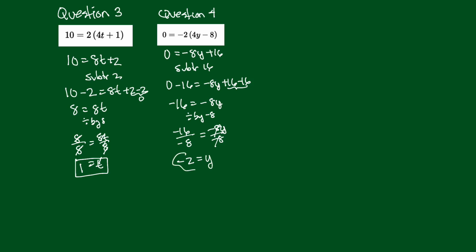Now you can write it like this. That's perfectly fine. Negative 2 is y, or y is negative 2. Either one works.